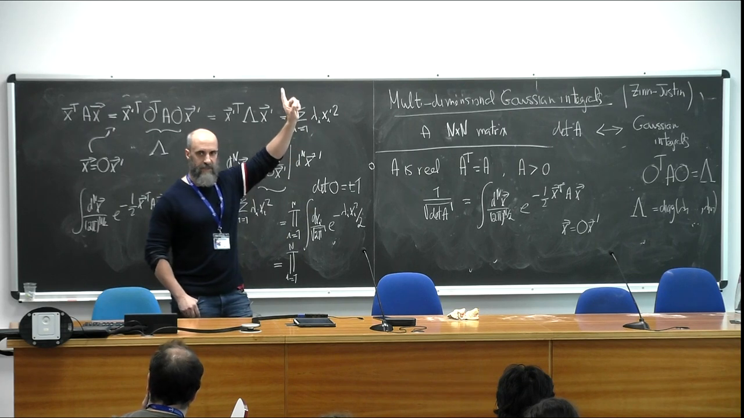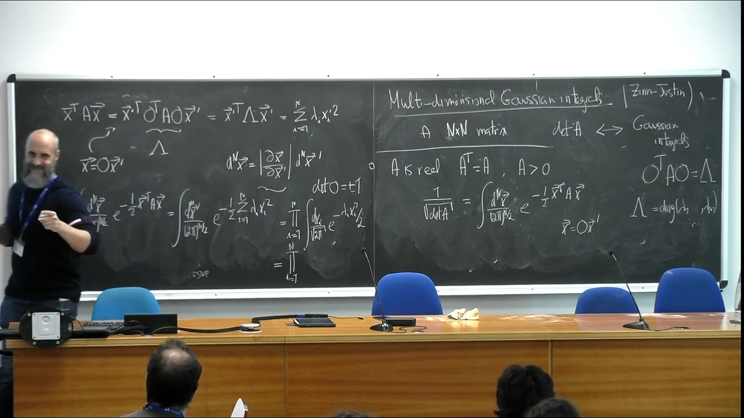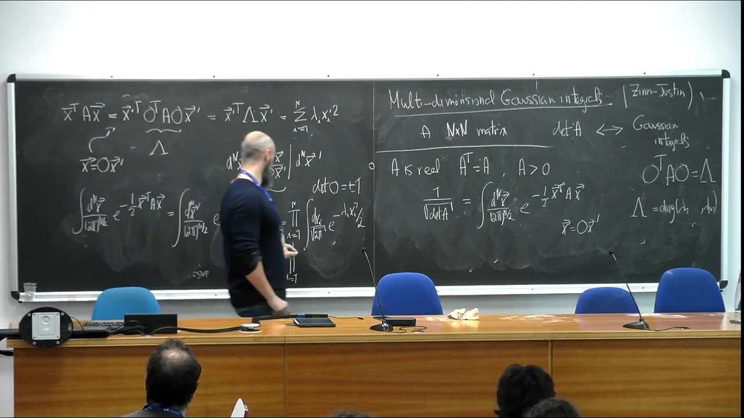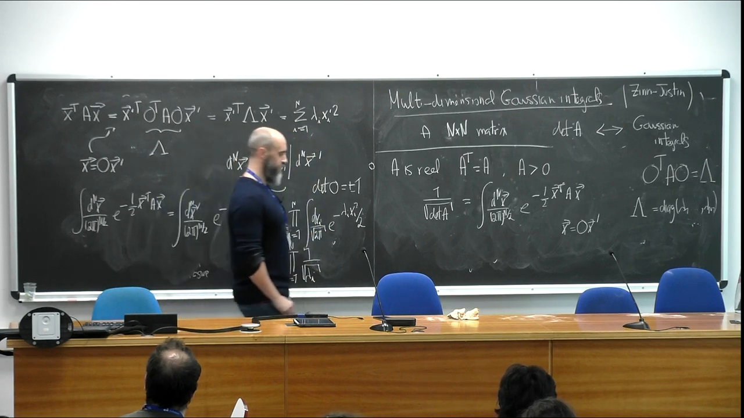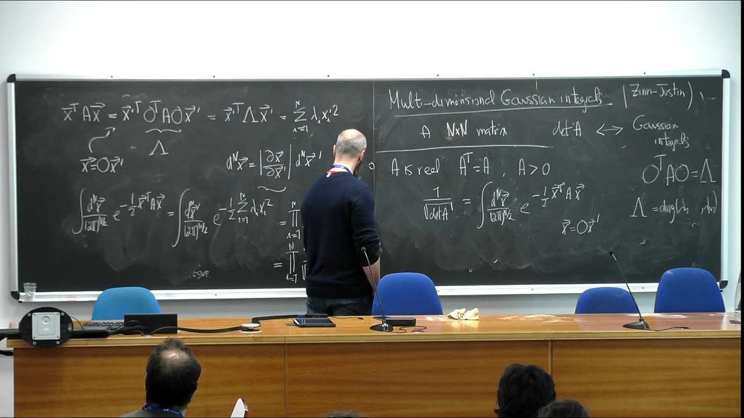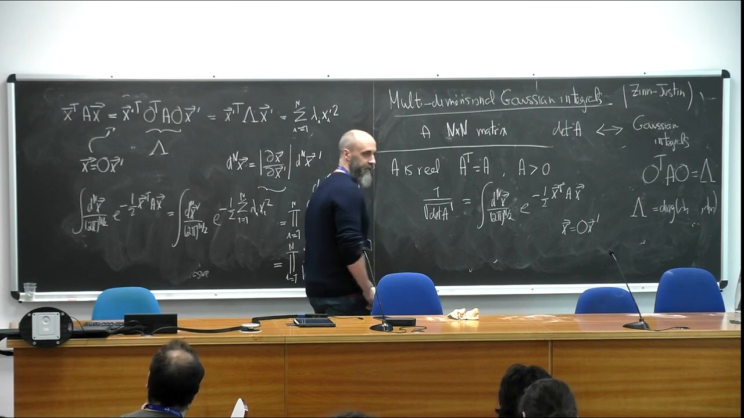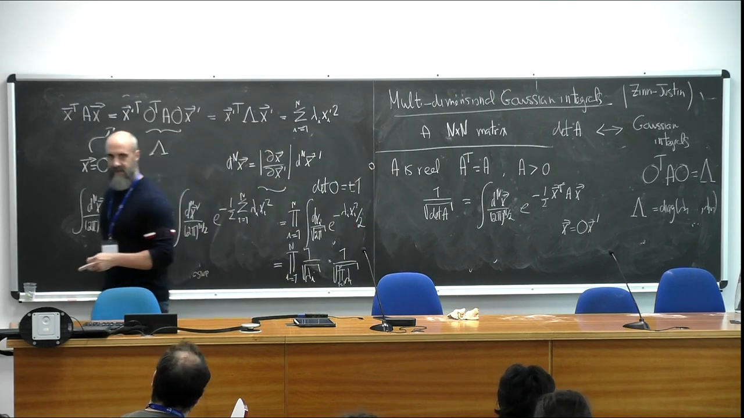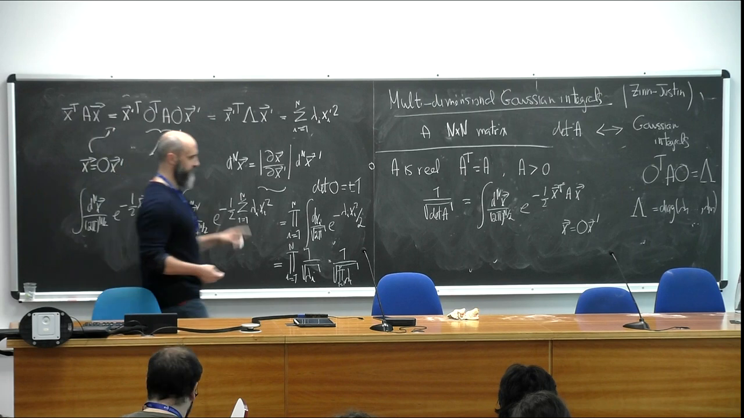The result of the one-dimensional Gaussian integral everybody knows, unless you make a mistake as I did before. This would be 1 over the square root of lambda_i, which is equal to 1 over the square root of the product over i from 1 to n of the lambda_i's. But the product of the lambda_i's is the determinant of lambda, and the determinant of lambda is equal to the determinant of A.